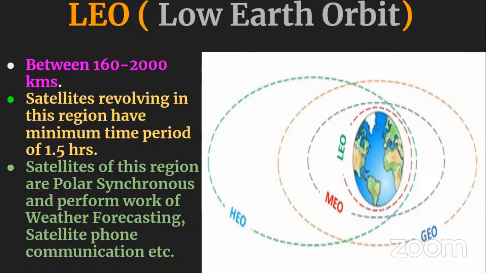Since less force was acting on the geosynchronous satellite as it was at a large distance, it was revolving around the Earth at a smaller speed. Whereas the polar synchronous satellite was near the Earth's surface. Therefore, more gravity was acting on the polar synchronous satellite. Therefore, it was revolving at a very high speed, which you saw in the animation.